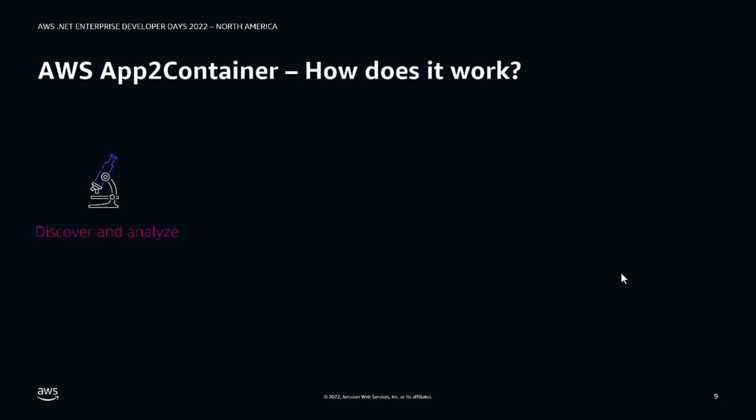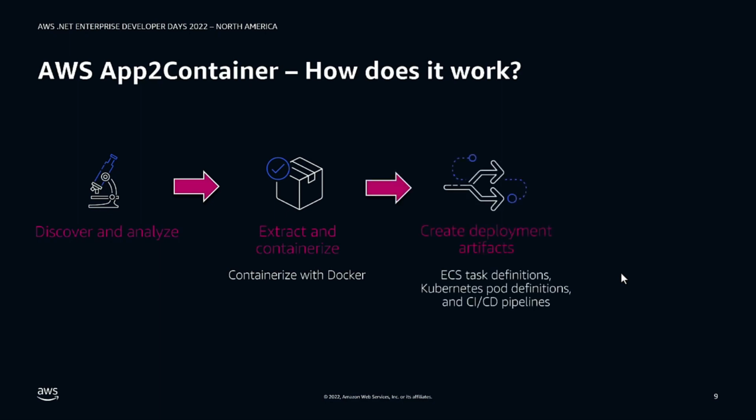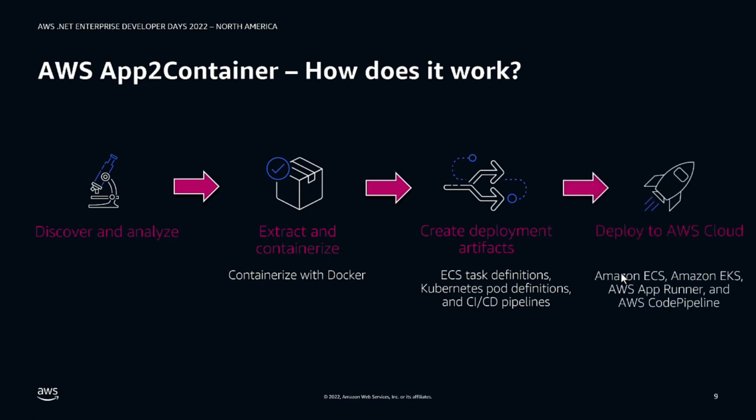Now, once you install it, all you need to do is fire a bunch of commands so that it can discover all the applications running on that particular application server. Next, it helps you to create a Docker image, generate all the necessary artifacts and CI/CD pipelines, and finally it helps you to deploy applications to ECS or EKS based on your choice. Simple.